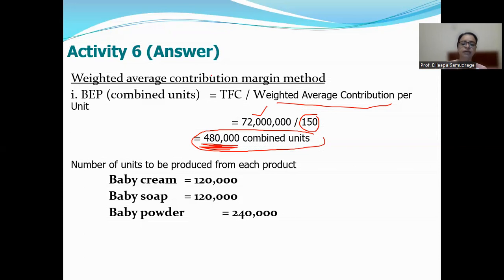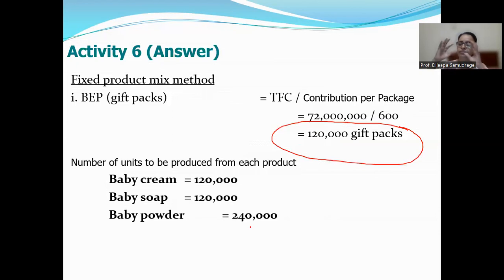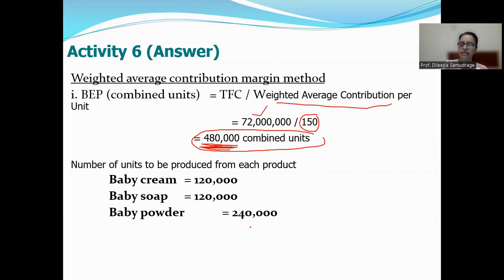So you can divide it by 4, then you get 120 here. Again divide it by 4, then here soaps 120. Divide it by 2/4, then you get 240. So under the weighted average method, you get units, not packages, right? But under the fixed method, you first get packages, then you have to divide it into creams, soaps, and powders. Under weighted average, you get units, not packages, right? Clear?